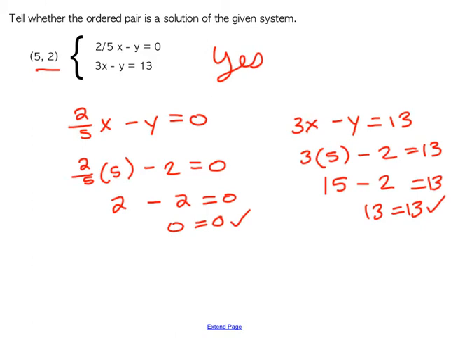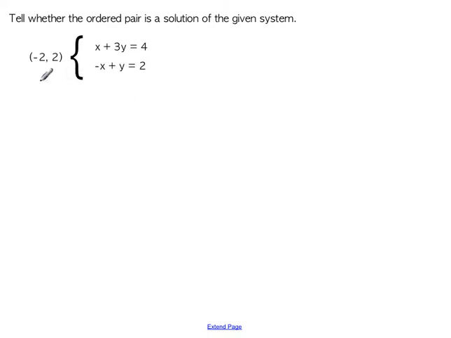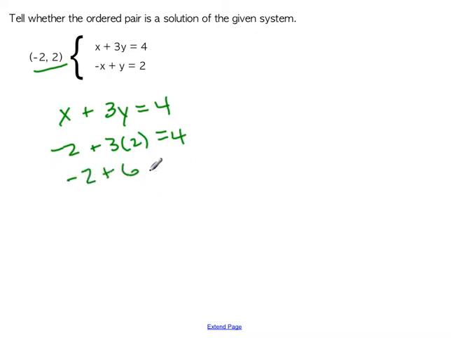And one more. We can see again, we have the ordered pair -2 for x and 2 for y, and we're going to plug them in to our equations. So -2 plus 3 times 2 should equal 4 if this is a solution. So -2 plus 6 should equal 4. -2 plus 6 equals 4. And 4 equals 4, so yes, that's true.